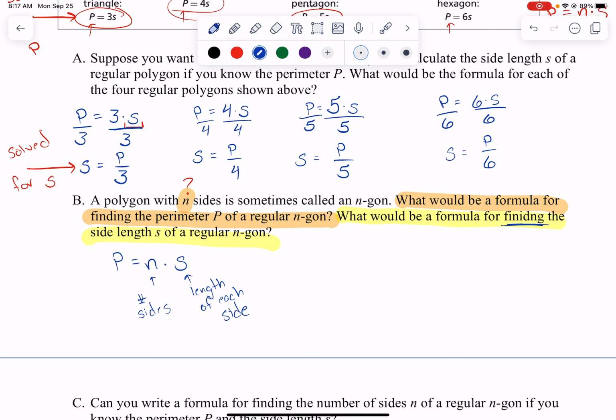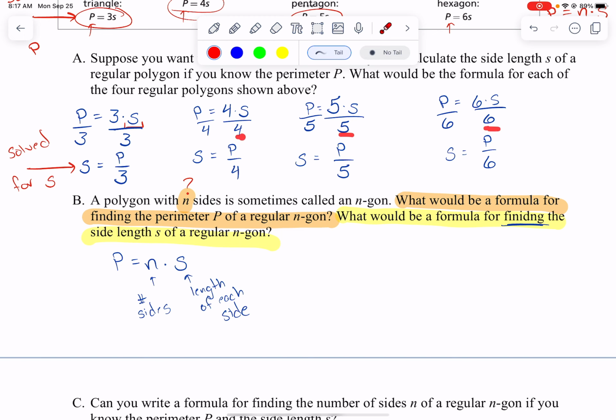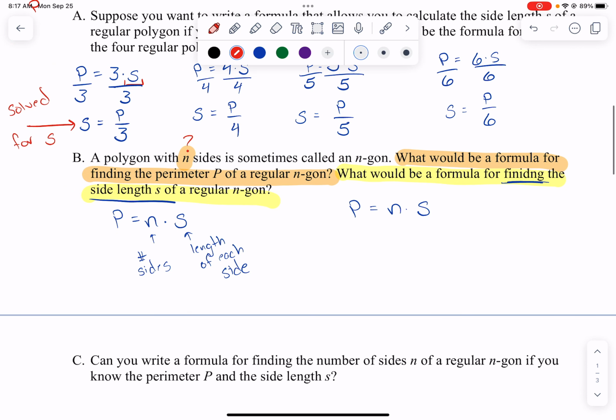So basically we're going to do the same principle as we did up here. And what did we do? We divided both sides by the number of sides. So here we're going to take P equals n times S. We want to find the side lengths, so we want to solve it for S. Oh, sorry, I don't know why that scrolled. We're solving for this S. Right now S is being multiplied by n. So to undo a multiply by n, we divide both sides by n. So S equals P divided by n. N is the number of sides.